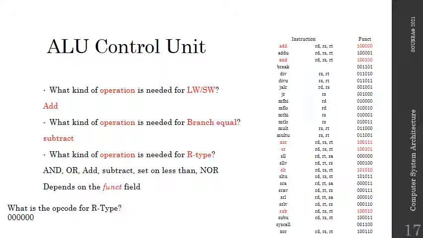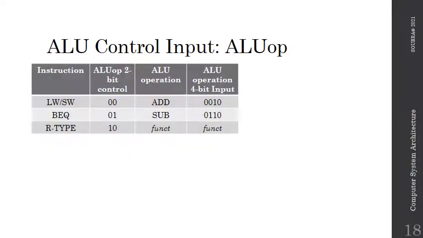2 to the power of 0, no. 2 to the power of 1 is only 2. 2 to the power of 2 is 4, so 4 is bigger than 3, so we're good. So we need 2 bits to feed the ALU control unit, the one that will generate the 4 bits that are needed to know what kind of operation is done in the ALU. Right? So it's a 2-bit control.